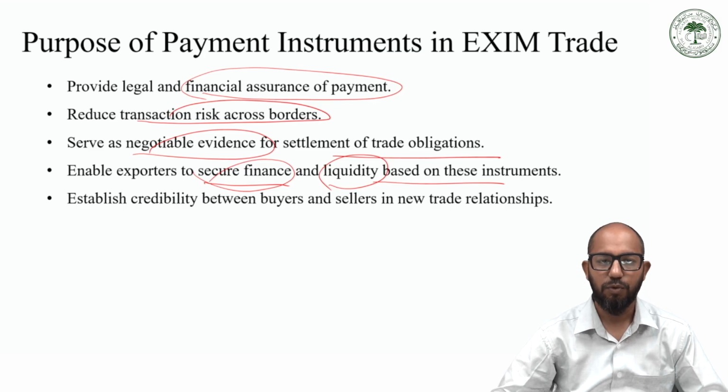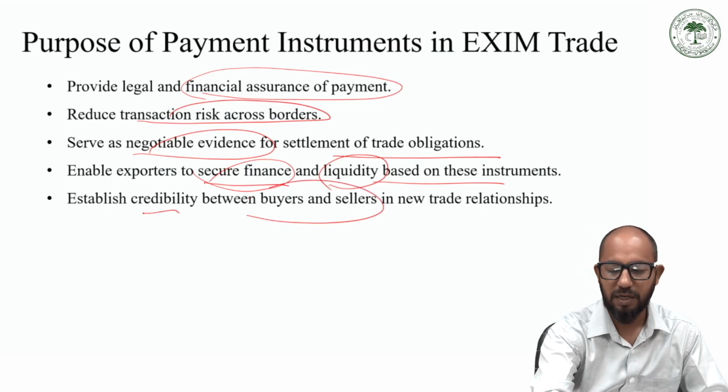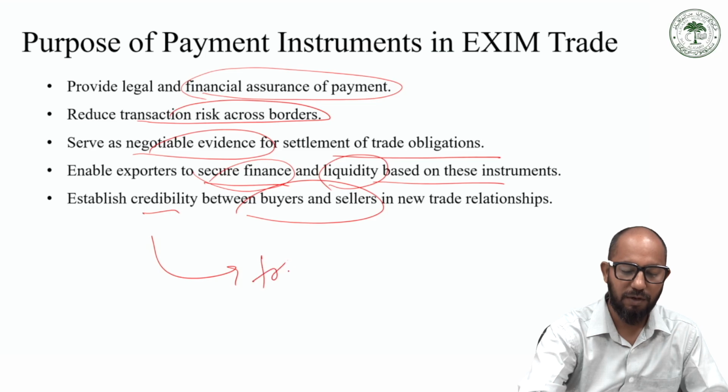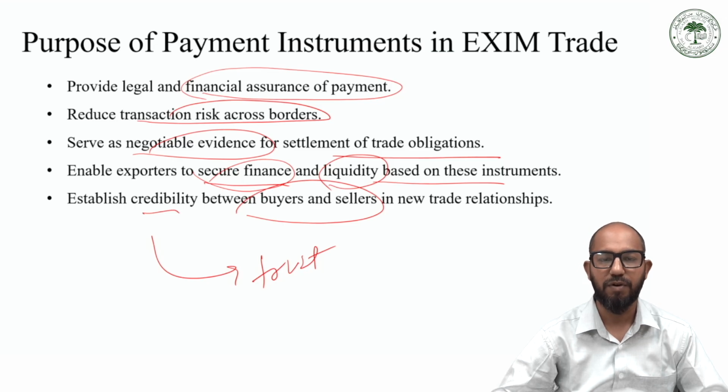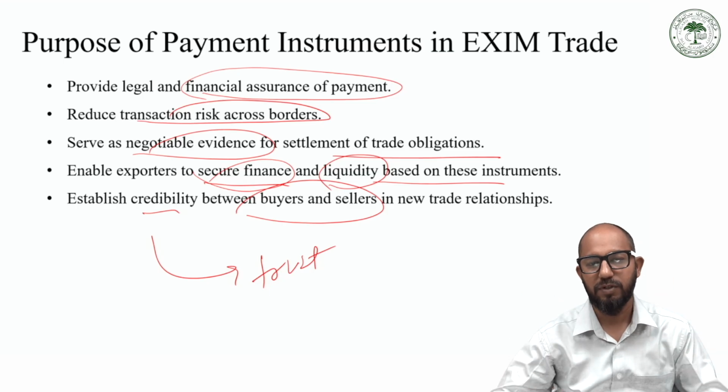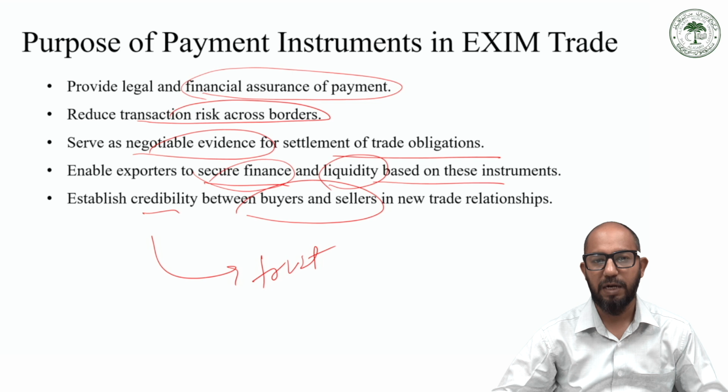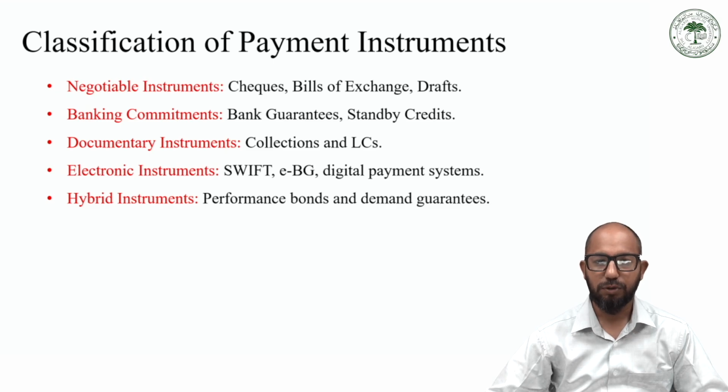And finally, the use of these payment instruments establishes credibility between buyers and sellers, or it is also a kind of trust between buyers and sellers, particularly when new exporters are entering or new trade relationships are being established. So because of all these benefits, the purpose of payment instruments is to provide all these supporting elements for facilitating export import trade. Let us now move on to discuss the classification of payment instruments.